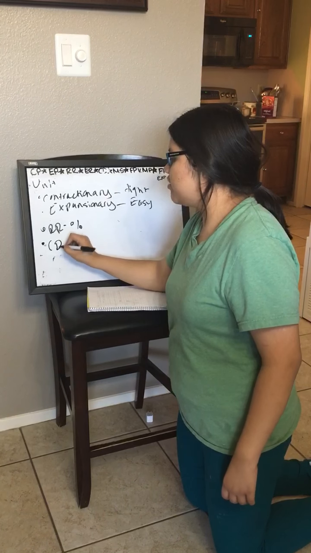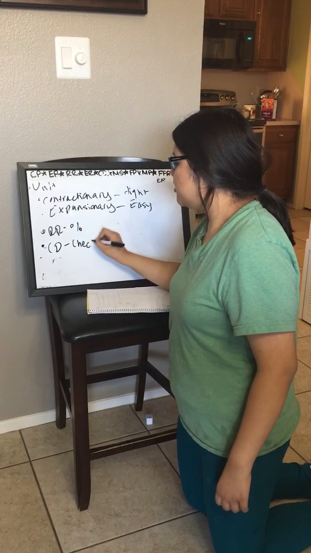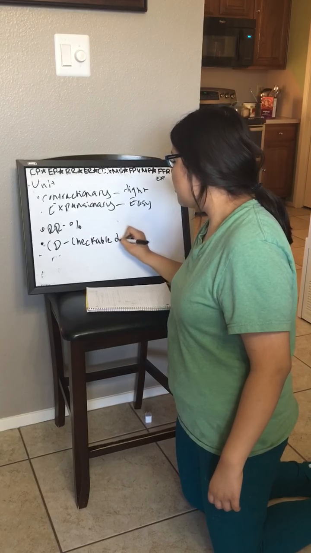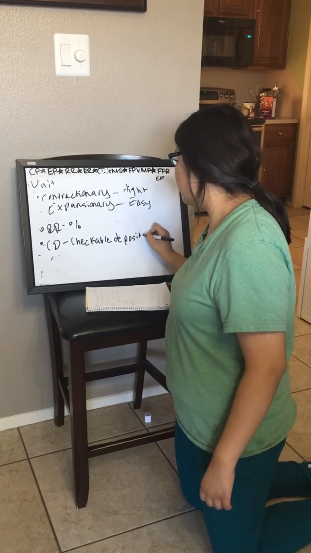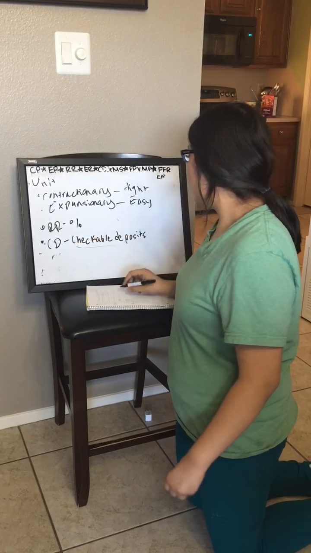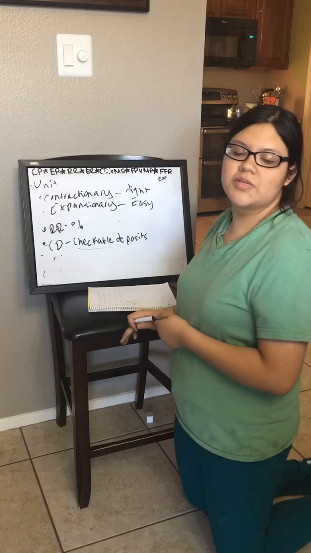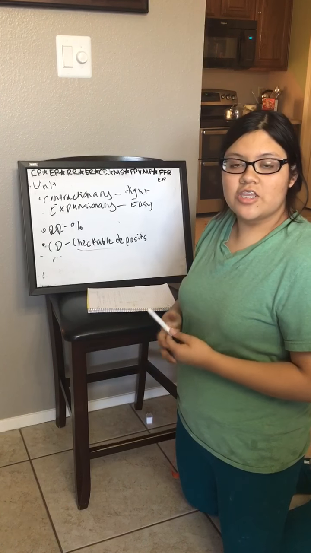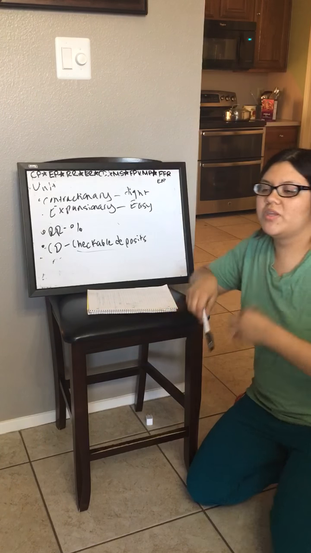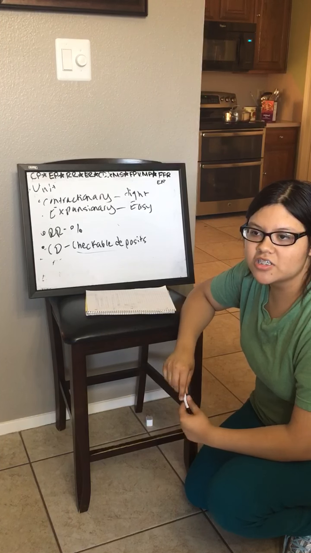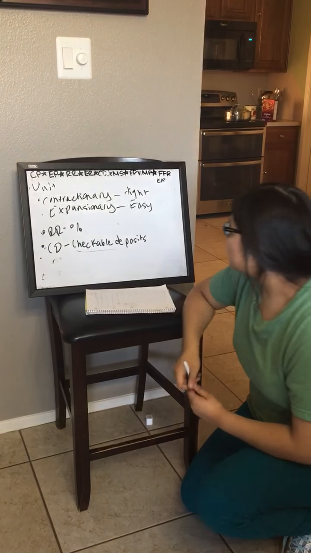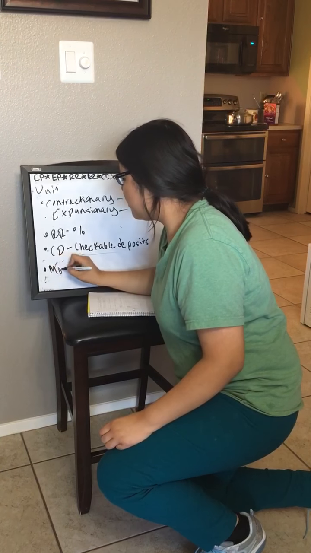The next term that you need to know is CD, also known as checkable deposit. A checkable deposit is money in your bank that can be withdrawn at any time as long as you have the checks. The next term that you need to know is money supply.